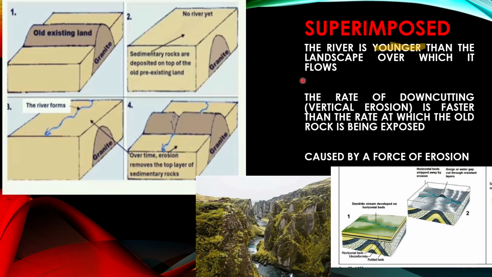Now, the rate of downcutting or vertical erosion is faster than the rate at which the old rock is being exposed. Because if the erosion was slower, it means that this old rock was going to block off the river. You can see that the general course or direction of this river has not changed. The general course of the river is maintained because the rate of vertical erosion is faster than the rate at which the old rock was exposed. That's why it was able to maintain the same course.